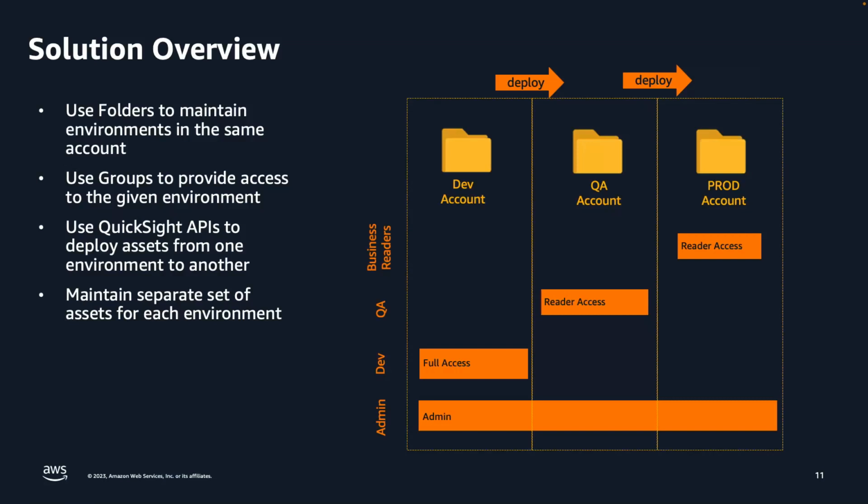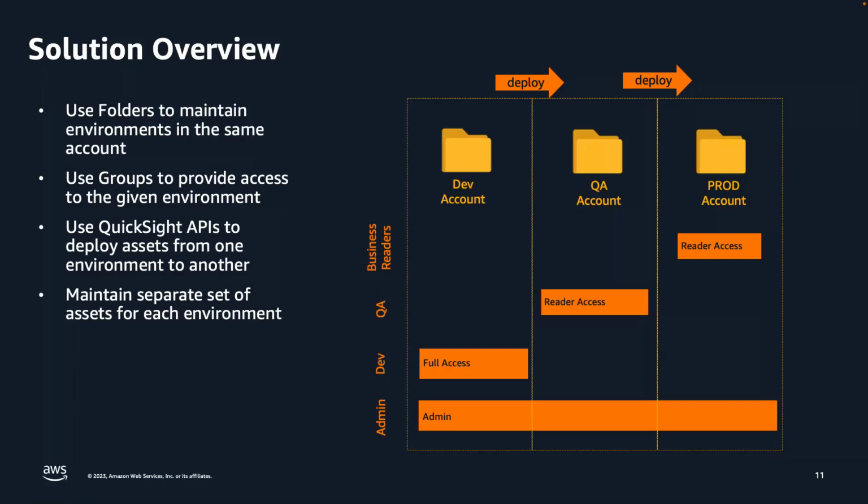And we also have created dedicated groups. So we'll have a developer group, a QA group, and a production or business readers group. So these groups will have explicit access on the respective environments, right? Now shifting focus all the way to the bottom here, you can see the admin, who's controlling the QuickSight account, has access across all these environments or folders, right? Because we are the ones who are going to facilitate this migration or deployment.